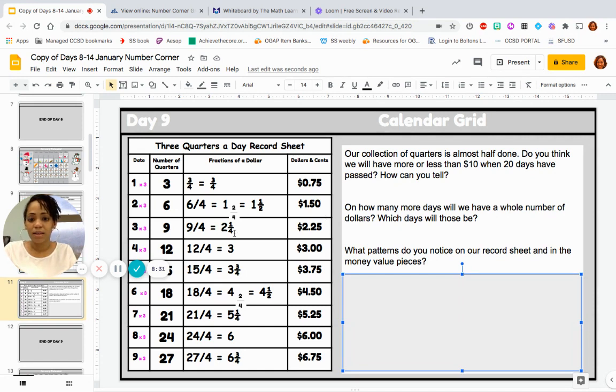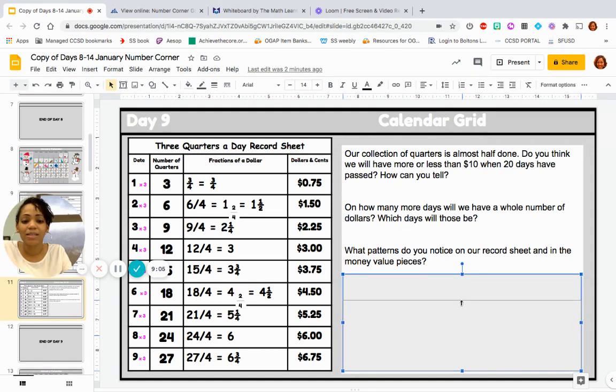Like on day 3. Right, we have 25 cents. So 1/4 is 25 cents. 1/2 is going to be 50 cents. What about 3/4? We got it, 75 cents. So those are some of the patterns that we're noticing. And the other pattern was kind of given to us, that we're always multiplying the day of number corner times 3, since we're adding 3 quarters a day.